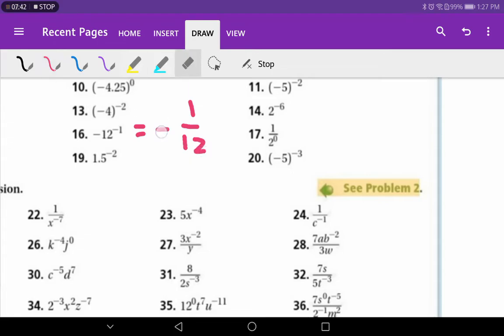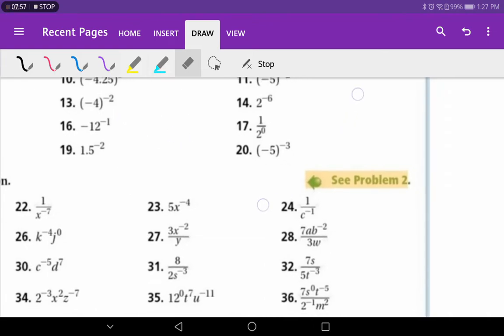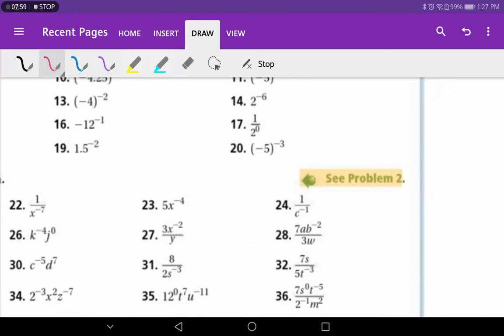Teacher, if I keep it like this, it is the same. If I put it like this, it is the same. The most important thing is that you have only one negative. Okay, great. Let us take 17 here. It is 1 over 2 with power 0. What we said about the power 0, yes, it is 1 whatever. So 1 over 1 equals 1.